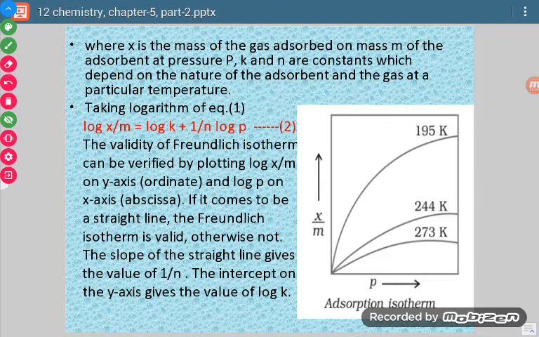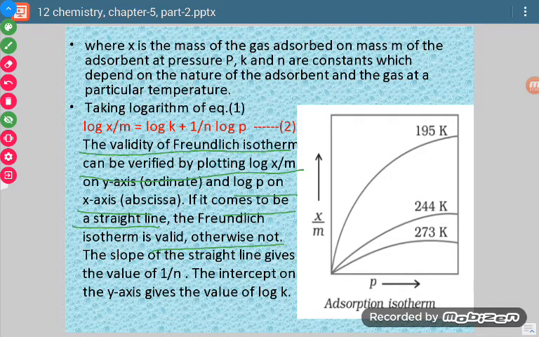Okay, whether it is correct or not. The validity of the Freundlich adsorption isotherm can be verified by plotting log x/m on the y-axis and log p on the x-axis. If it comes out to be a straight line, then it is valid.